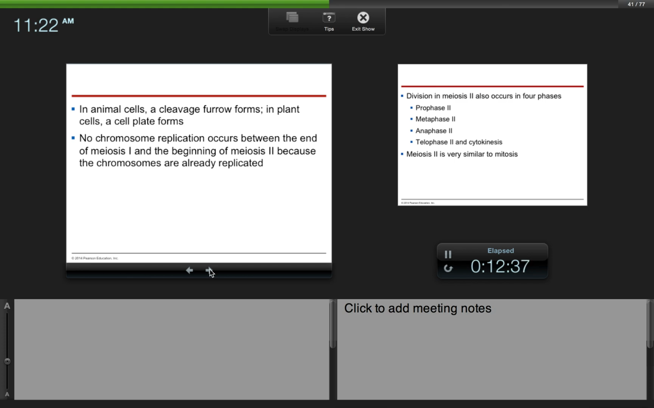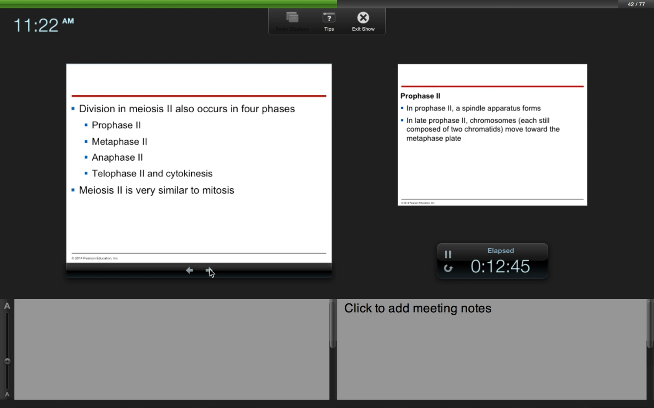That cell plate will become the cell wall of a plant cell. No chromosome replication occurs between the end of meiosis 1 and the beginning of meiosis 2 because the chromosomes are already replicated. So it was just the pairs that got separated. Division in meiosis 2 also occurs in 4 phases: prophase 2, metaphase 2, anaphase 2, telophase 2, and cytokinesis. Meiosis 2 is extremely similar to mitosis. The only difference is that you're starting with 23 duplicated chromosomes instead of 46 duplicated chromosomes.